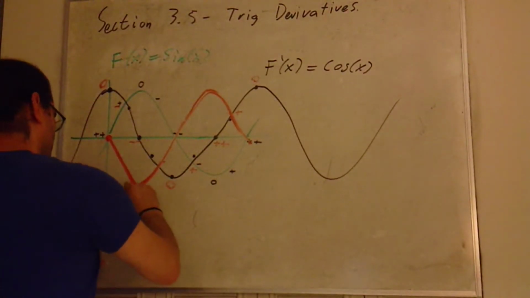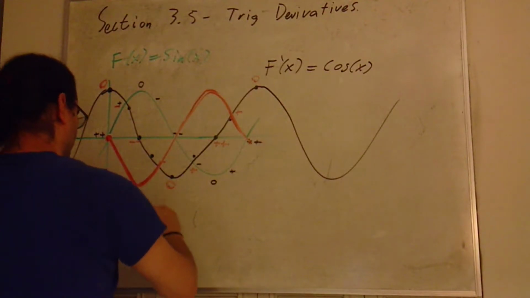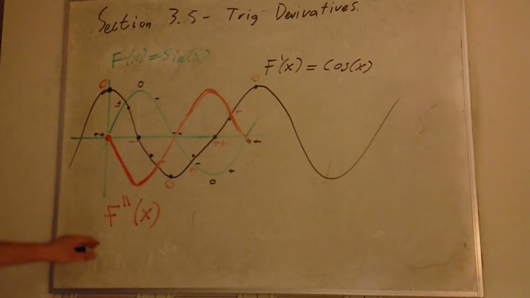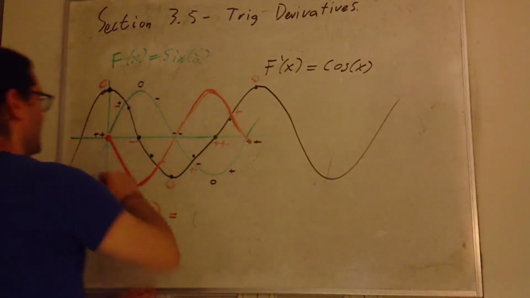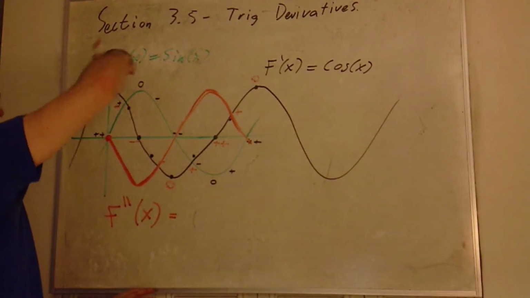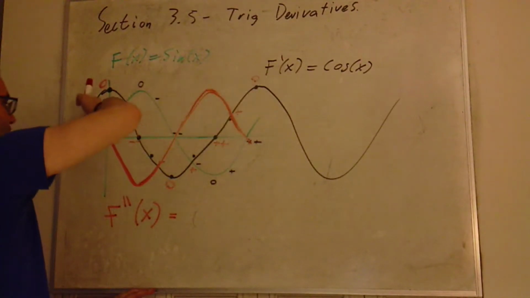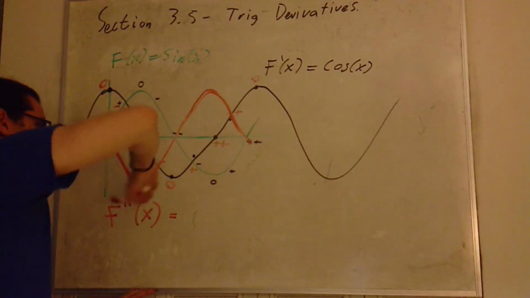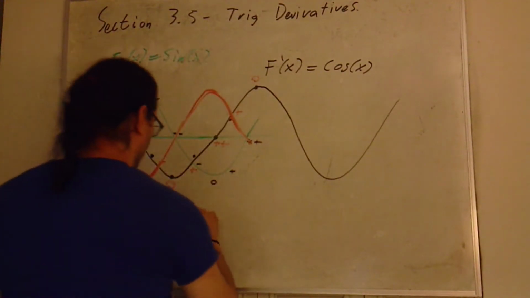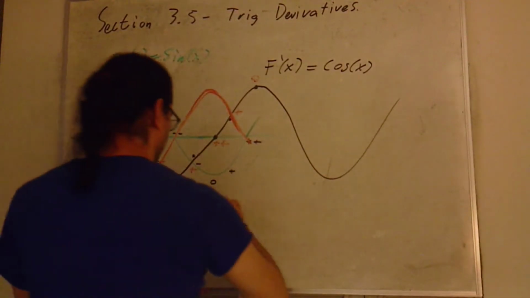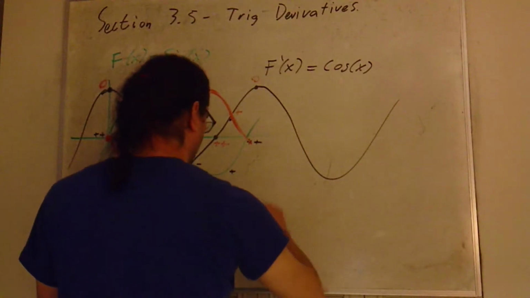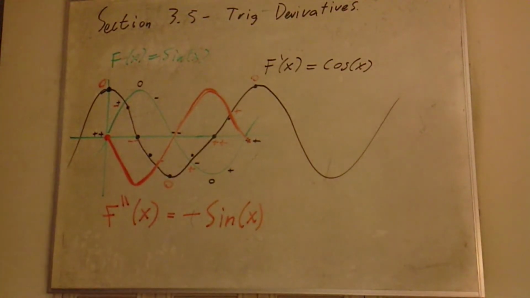That's written like this, f double prime of x. So the second derivative of this function is not sine. Sine goes up and then down, but it has that same shape. It goes down and then up. So it's a sine wave that has been flipped upside down. That's just called negative sine of x.